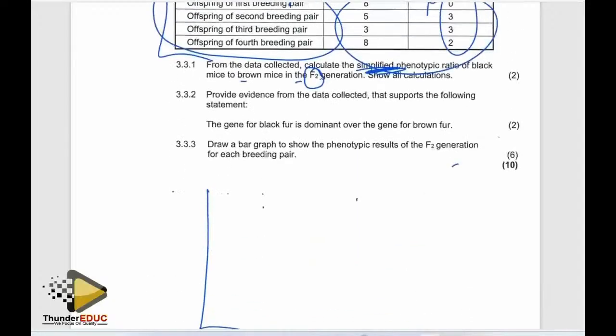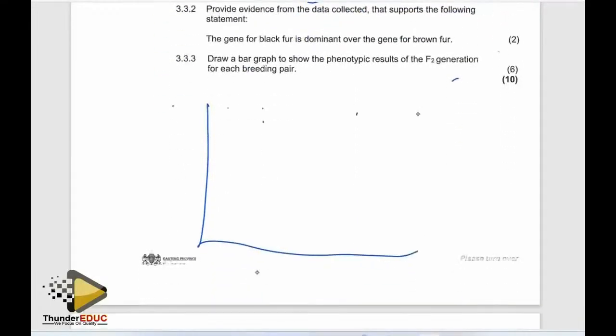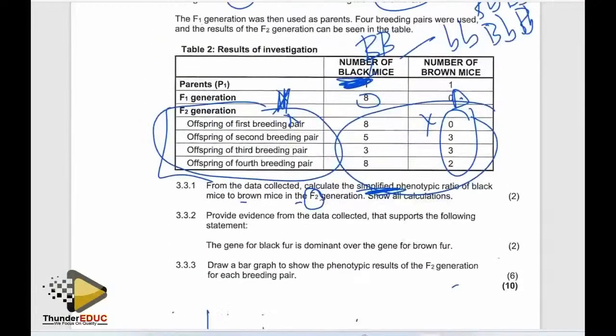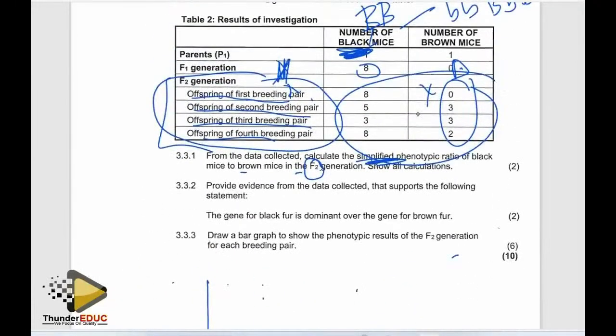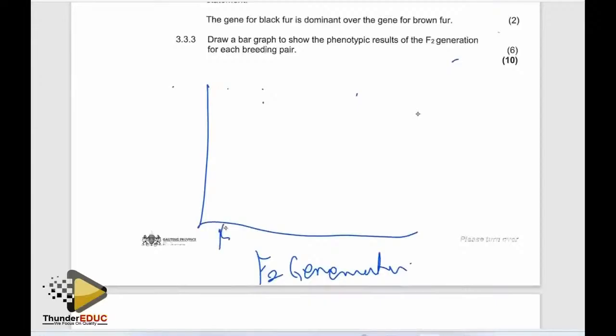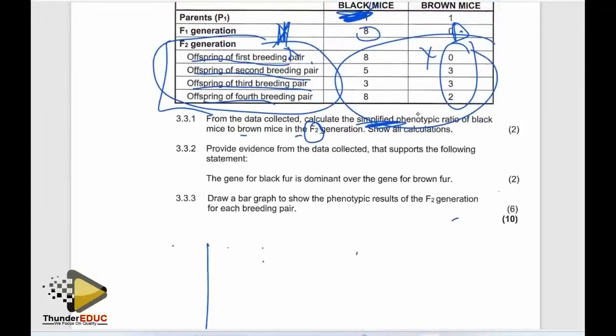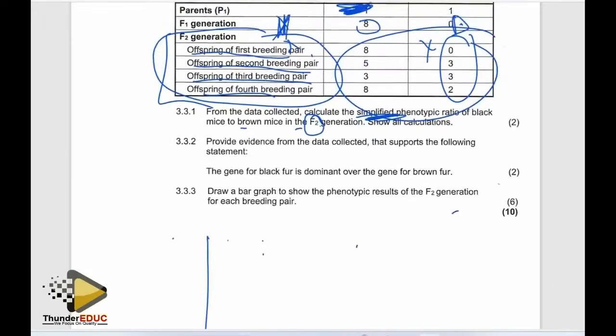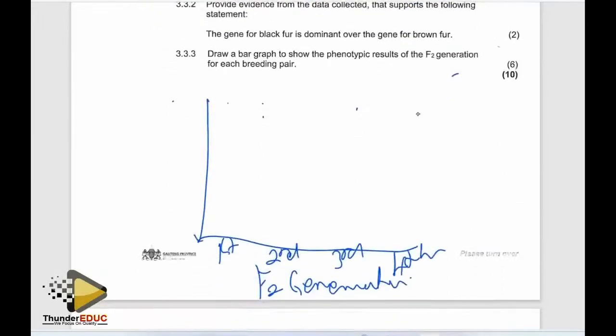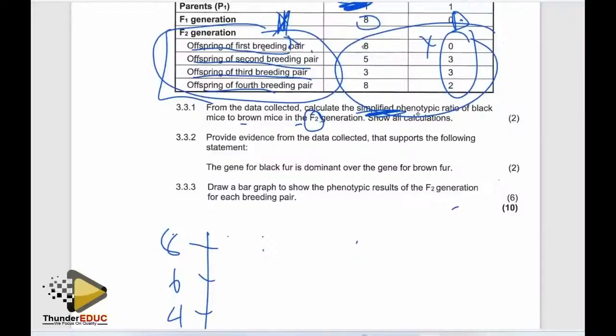Your graph is going to look like this. I'm going to bring the F2 generation here, and put these things in different sections: first pair, second pair, third pair, then fourth pair. You have to write them in full, or you use a key. Then here, the highest is 8, so maybe you say 0, 2, 4, 6, 8. Now we start to plot.